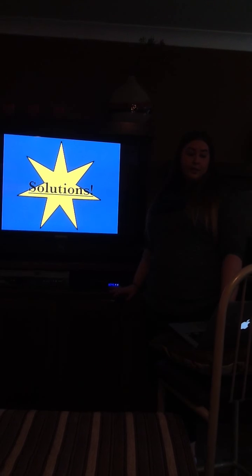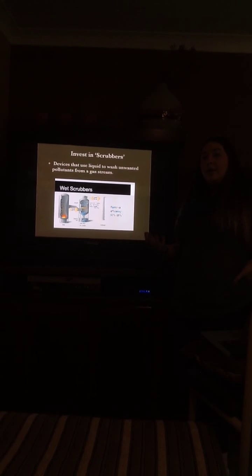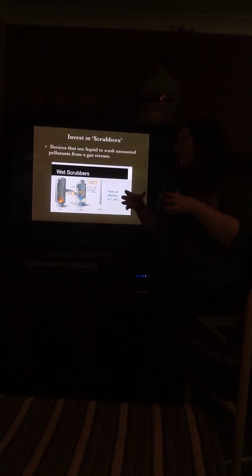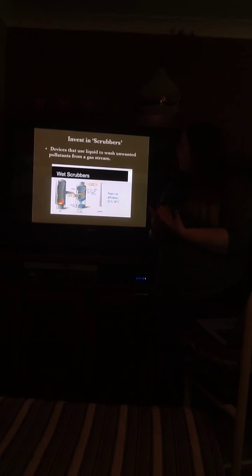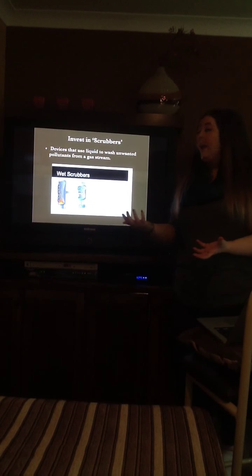So there are some solutions. One of the solutions would be something called a scrubber. In a typical factory, the boiler here is where all of the hazardous air pollutants go, and typically there's a smokestack on top of the boiler which lets them out into the atmosphere.